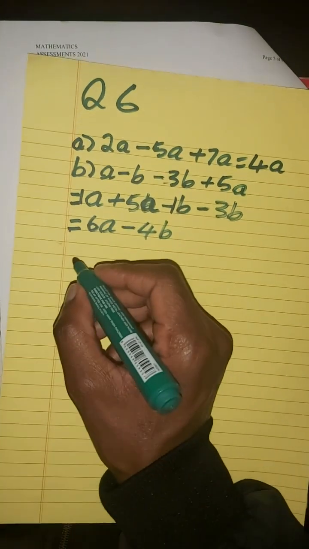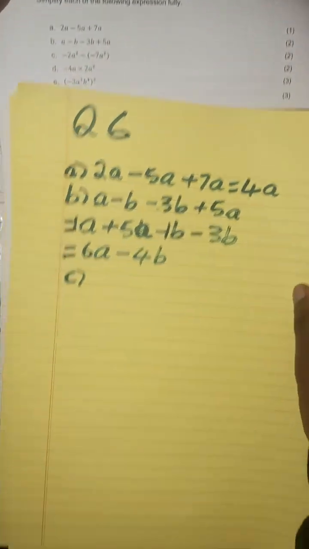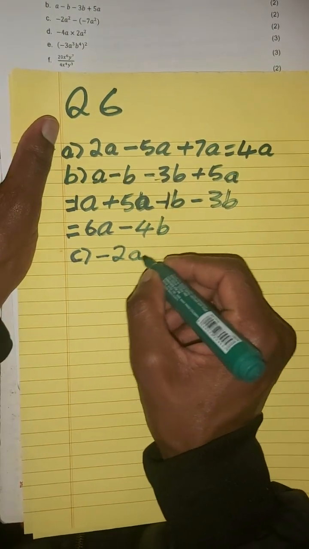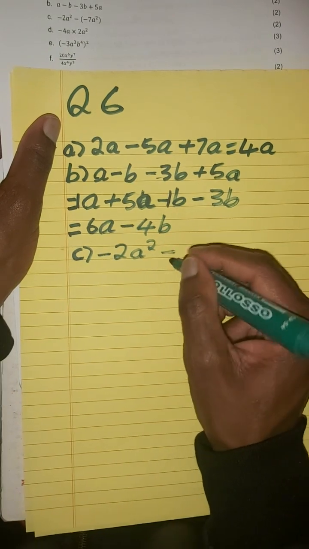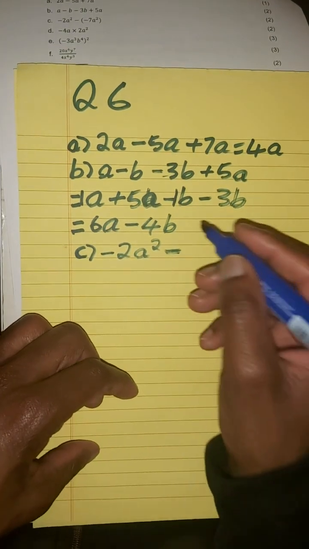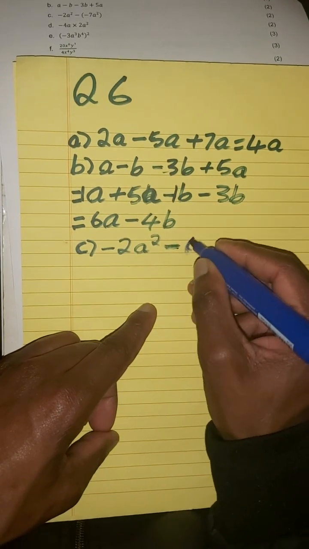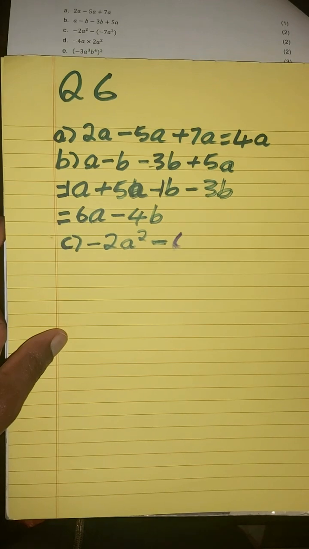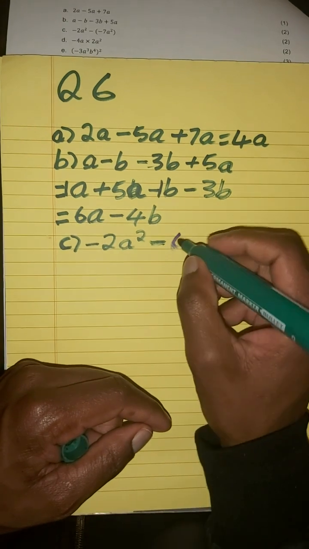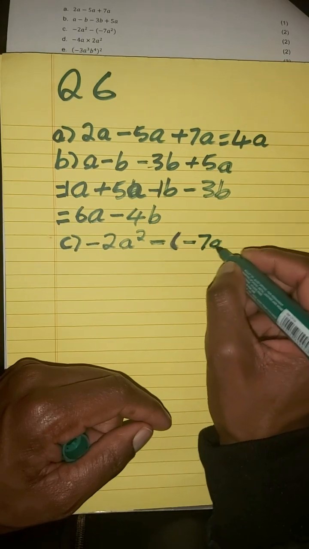C. So for C, we have negative 2a squared minus, okay, this marker is running out. Let me change it. Okay, we have this in brackets. Oh, this one is also out. My word. Okay guys, I'm having marker issues, but hopefully they'll get sorted out. So there's a bracket which has negative 7a squared.